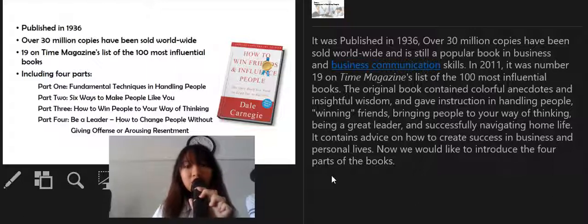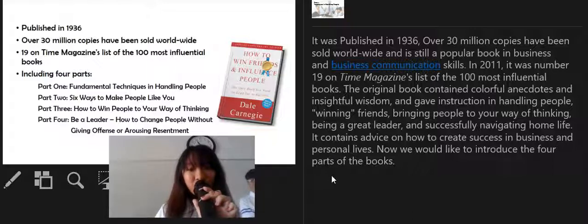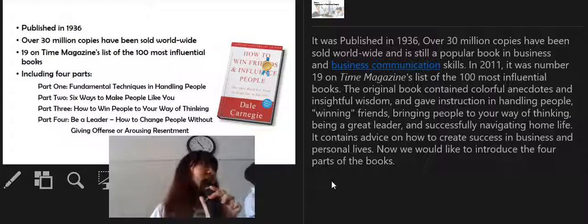The original book contained colorful anecdotes and insightful wisdom, and gave instruction in handling people, winning friends, bringing people to your way of thinking, being a great leader, and successfully navigating home life. It contains advice on how to create success in business and personal life. Now we would like to introduce the 4 parts of the book.